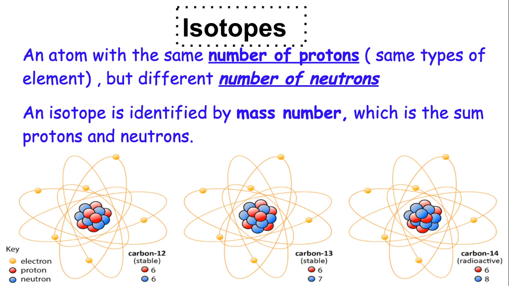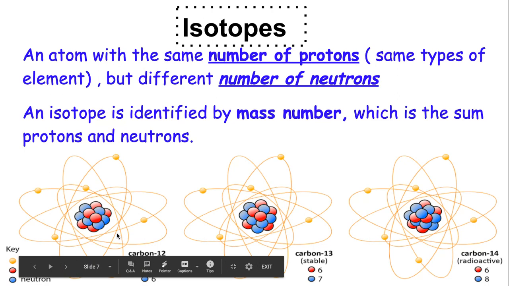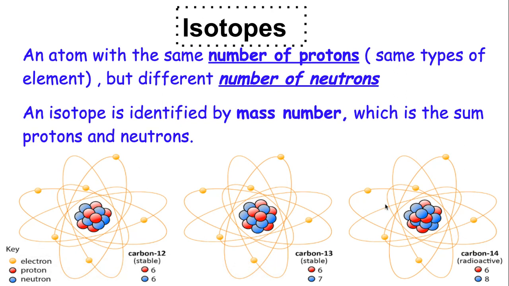If I have the same number of protons, then I have to be the same element, because the protons determine my element. Well, in this case, I have 12 protons. I have 6 protons, 6 protons, 6 protons. Therefore, all of these are carbon. However, they all have different amounts of neutrons.